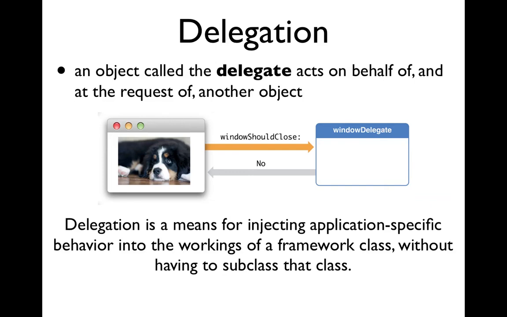Another design solution that is really widely used in the whole OS X thing is delegation. Now, delegation is exactly what it says. It's delegating the action of some object to another object. An object called the delegate acts on behalf of and at the request of another object. And delegation is a means for injecting application-specific behavior into the workings of a framework class without having to subclass that class.